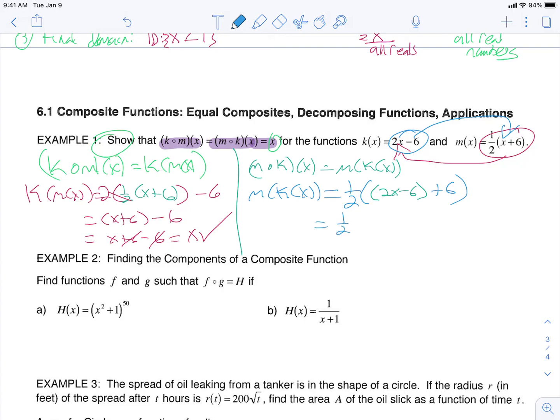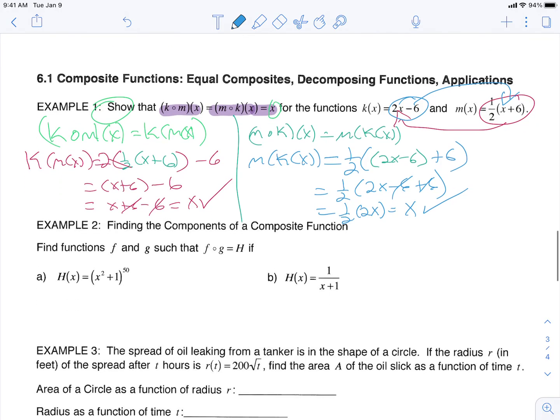So this gives me 1/2. If I drop those parentheses, I have 2x minus 6 plus 6. Well, these are opposites. They're going to eliminate each other. And now I have 1/2 times 2x, which is just x. So I showed it. I knew what the answer was, right? But I had to show it.